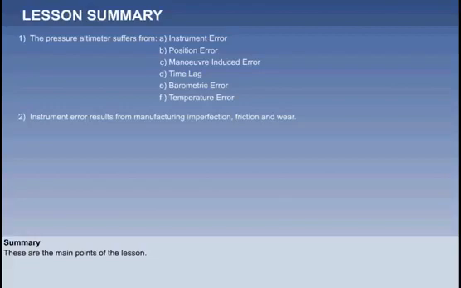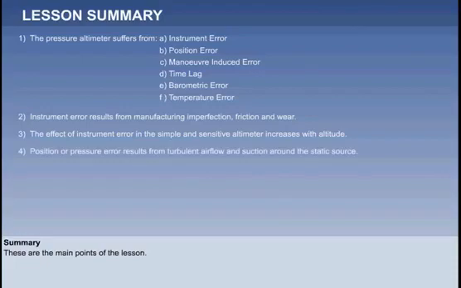Instrument error results from manufacturing imperfection, friction, and wear. The effect of instrument error in the simple and sensitive altimeter increases with altitude. Position or pressure error results from turbulent airflow and suction around the static source. The use of a static vent can reduce the effect of position or pressure error.